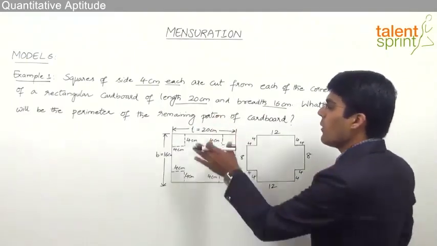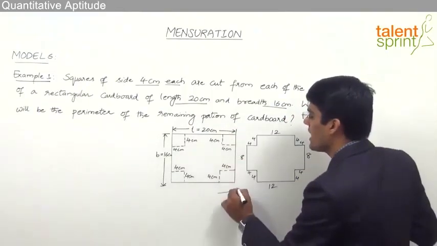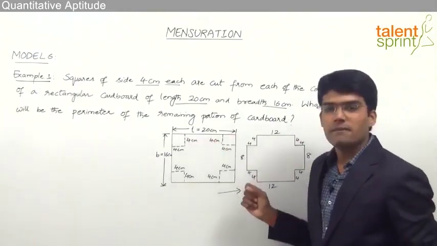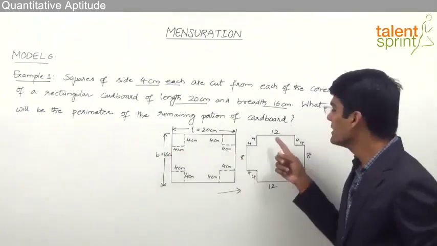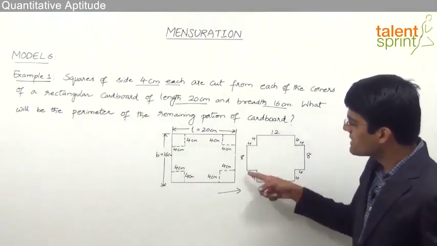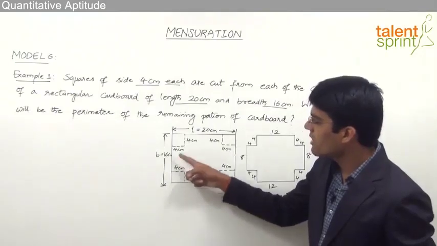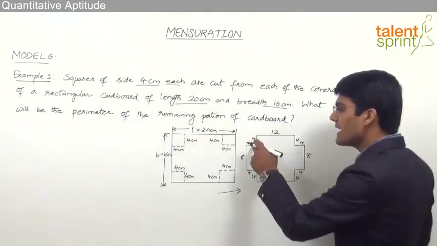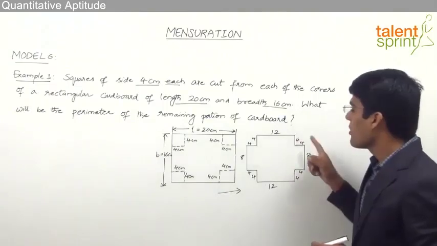So as you can see, when these 4 squares are cut out from the rectangular cardboard, the remaining portion appears as shown in the second figure here. Now total length is 20. From 20 we have subtracted 4 centimeters from both the sides. So 20 minus 4 will result in 12. Similarly this side is 12. Likewise, talking about the breadth here, total breadth is 16, but 4 cm is cut at the bottom, 4 cm at the top. So this remaining portion will be 8 on both the sides. And inside we have 4 and 4 as the lengths. Why? Because these are squares which have been removed of 4 cm each.